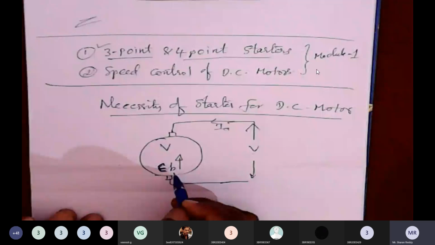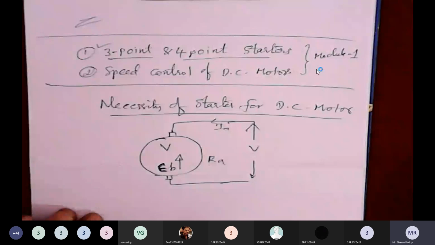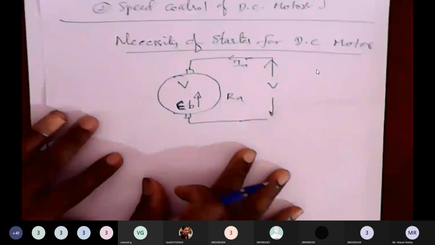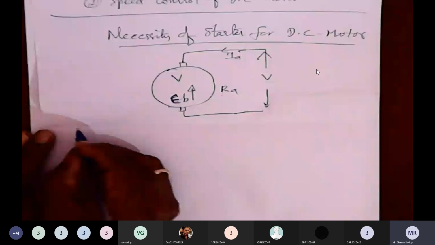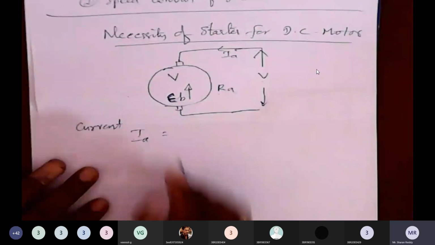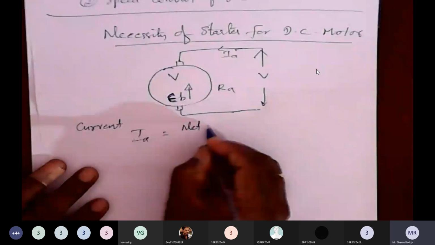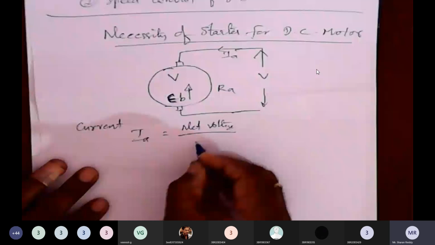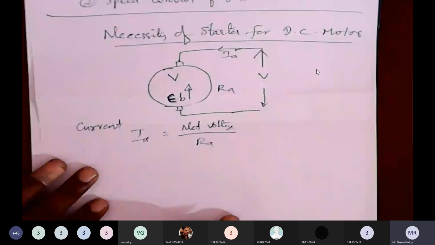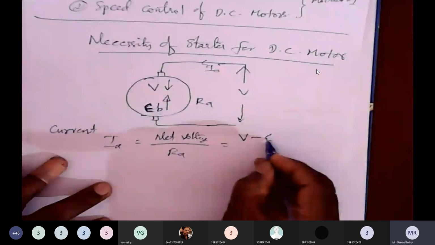The armature has a resistance of Ra. Now, what is the current taken by the armature? The current Ia is given by the net voltage across the armature divided by the armature resistance. What is the net voltage? V is applied like this, and the back EMF opposes the cause producing it. So the net voltage is V minus Eb, divided by Ra.